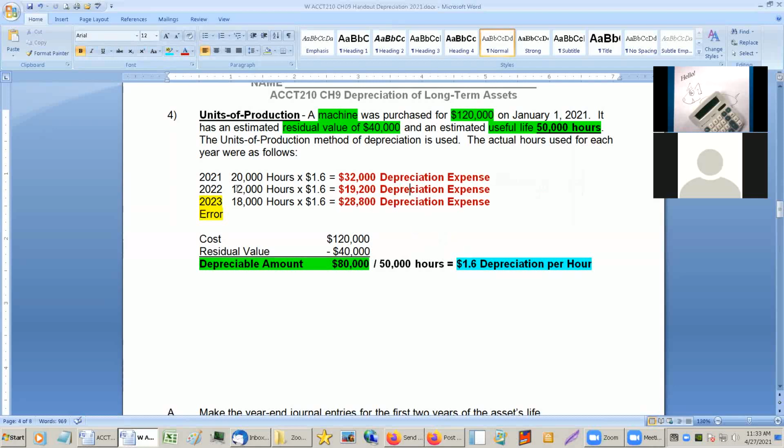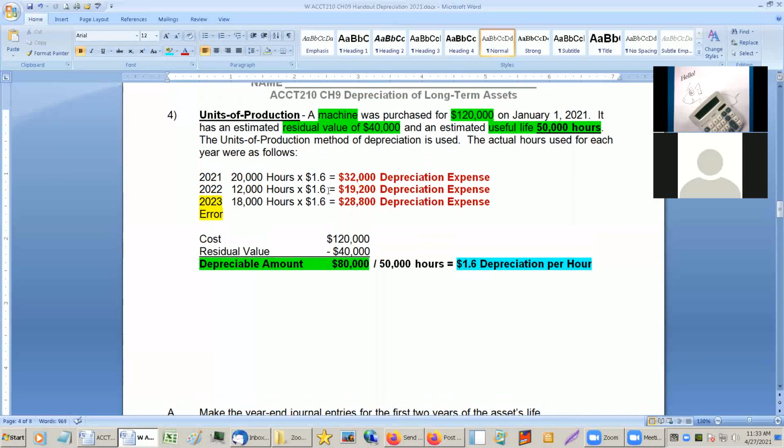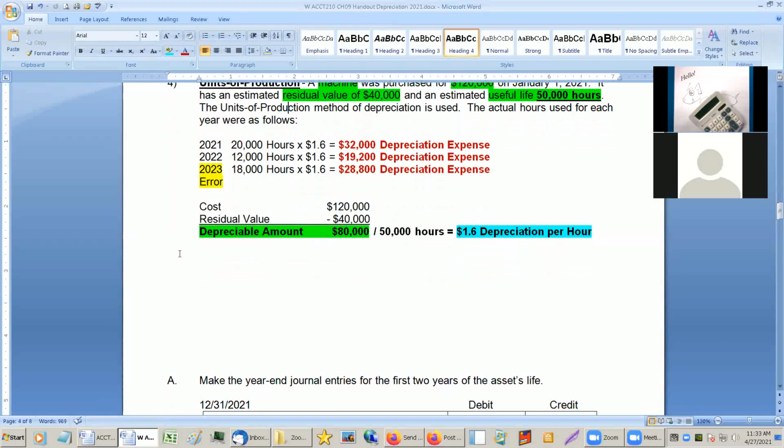Okay, and again, you can see that we use it for different amounts every year. So because we use it for different amounts every year, it makes sense to use this method, because the straight line method is the same every year. And if you think about it, they dropped down to 12,000 hours in 2022. That's probably because they made less items, they probably sold less, and the depreciation should be less. They've used the machine less. So, okay.